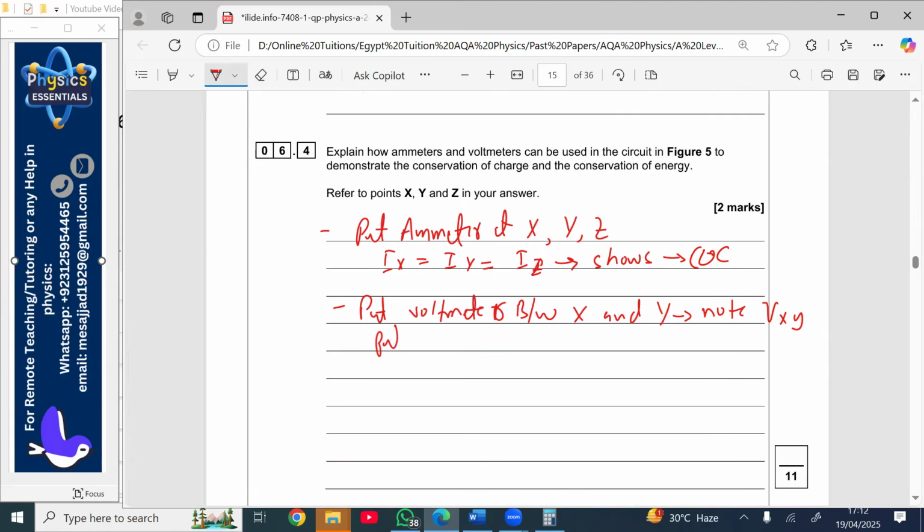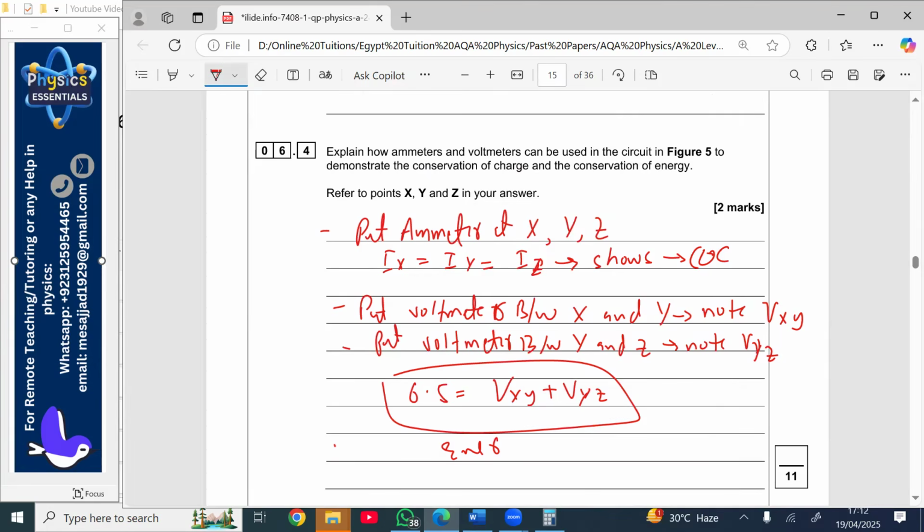Then put a voltmeter between Y and Z, and note voltage YZ. And then you will see that voltage XY plus voltage YZ is equal to 6.5, which shows energy conservation, because 6.5 volts means 6.5 joules per unit of charge. So the energy supply is the same, so it shows energy conservation. I hope you understand that.